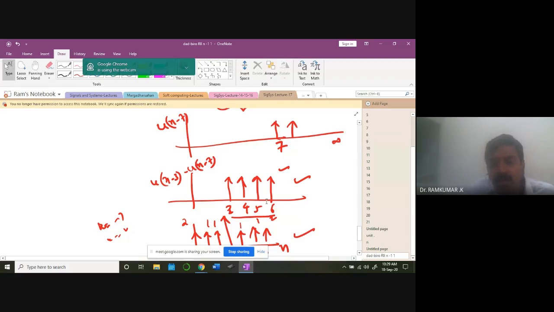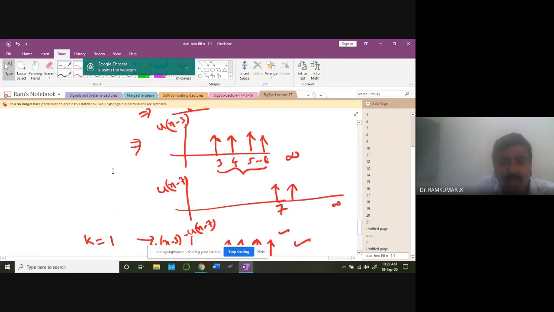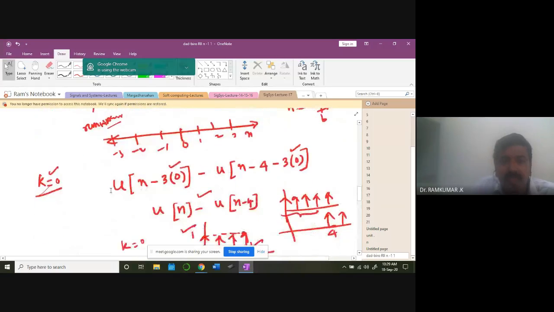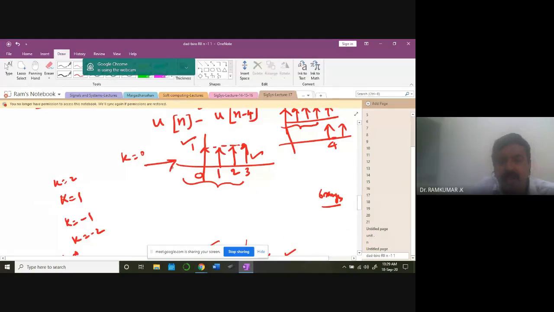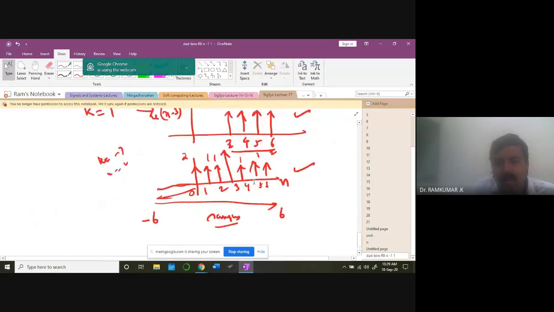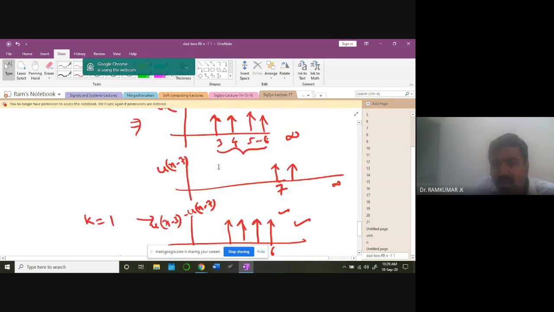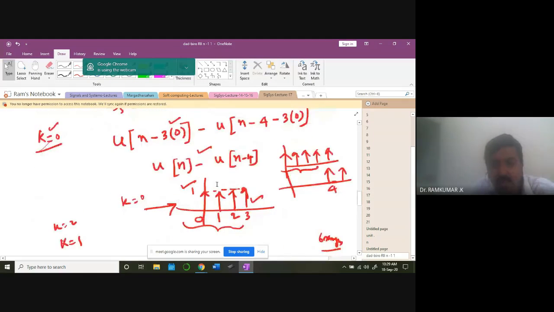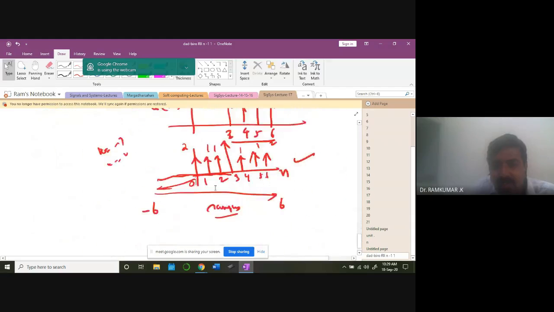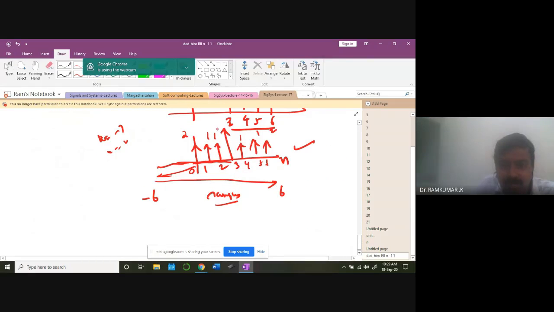Now I'm going to add this k equal to 1 signal with the k equal to 0 signal. If I add, I get a set of samples: 0, 1, 2. At 3, here also I have 1, and here also I have 1, so it's going to become 2 here. In the same manner, if I do it for k equal to minus 1, I'm going to get some samples here. The 0th instant will be getting 2.